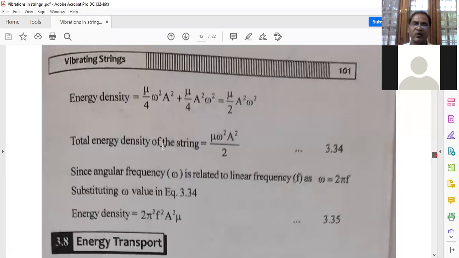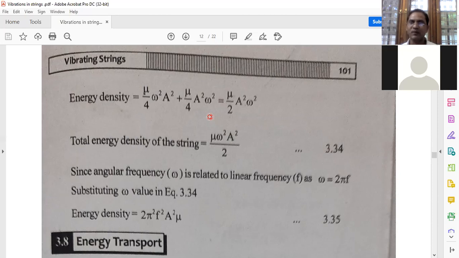Therefore, the total energy per unit length, or energy density, equals μ/4 ω²a² plus μ/4 a²ω². Both are the same: the average kinetic energy per unit length is μ/4 ω²a², and the average potential energy per unit length is the same, μ/4 a²ω². By adding these two, you get μ/2 a²ω². So finally, the total energy density of the string is μ a² ω²/2.